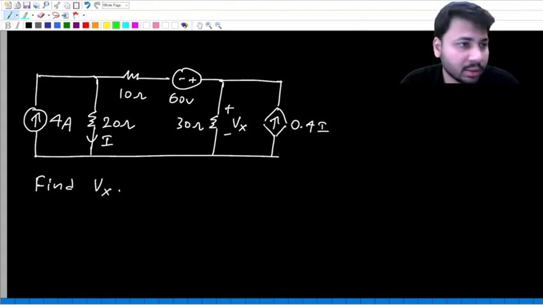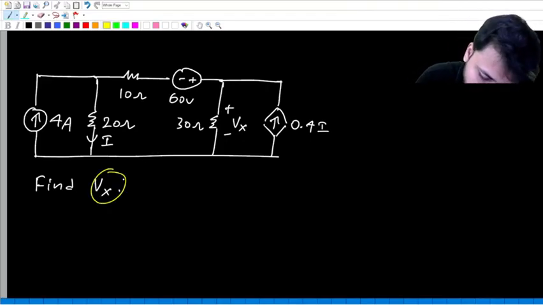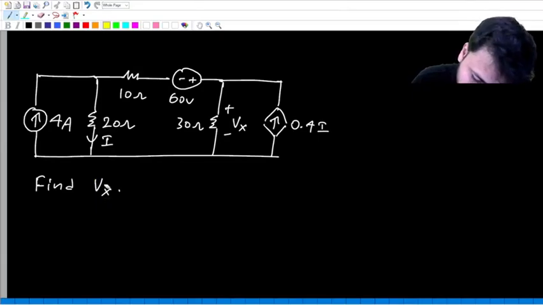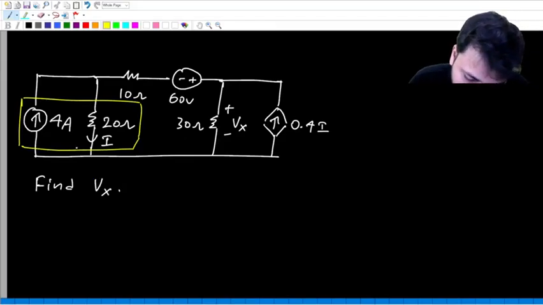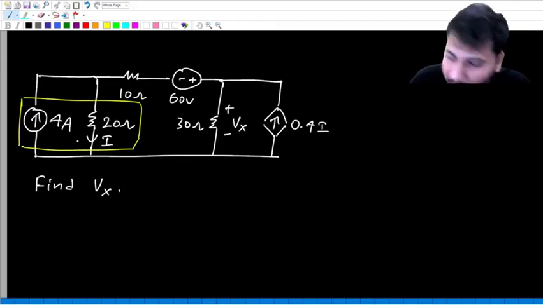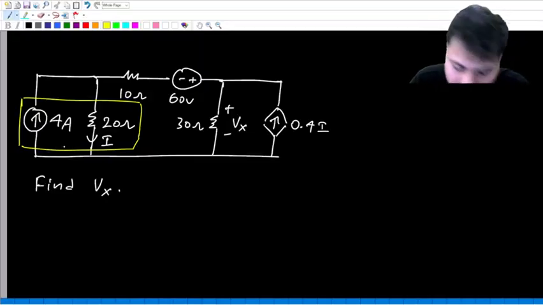Okay, look at this question. There is some circuit and the question is to find Vx. You can use any method of your choice, but I'll just do it my way. On the left hand side we have what? A current source in parallel with resistance.